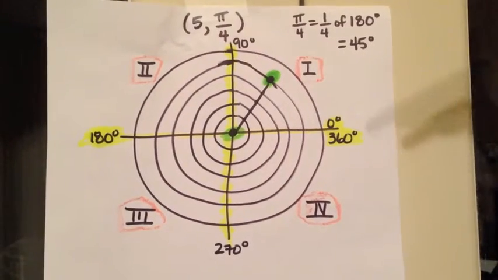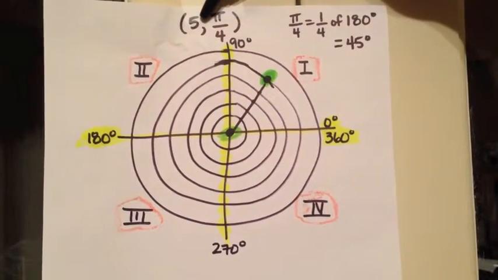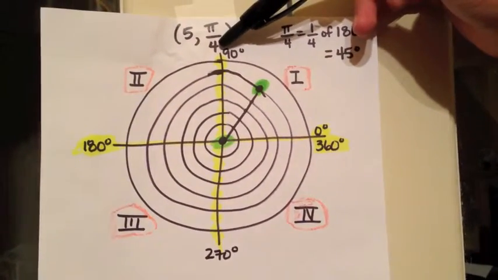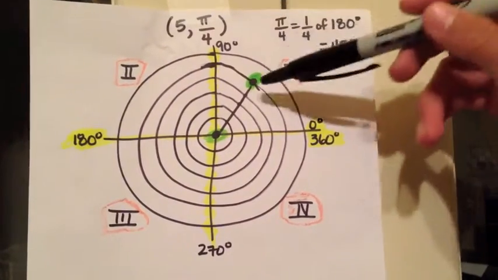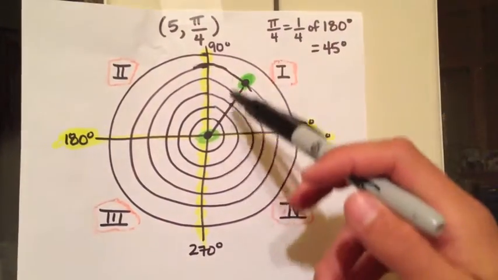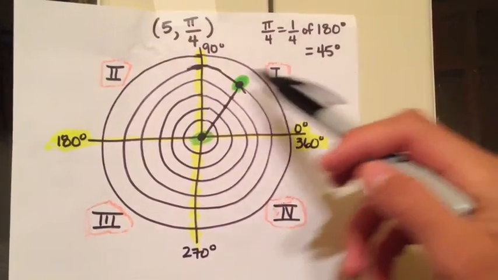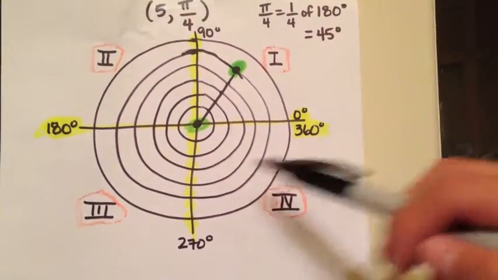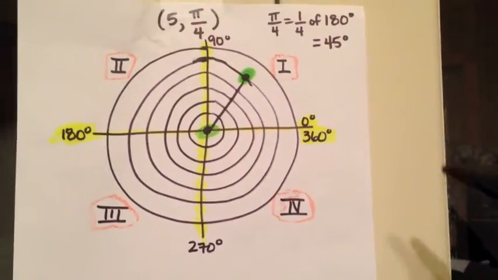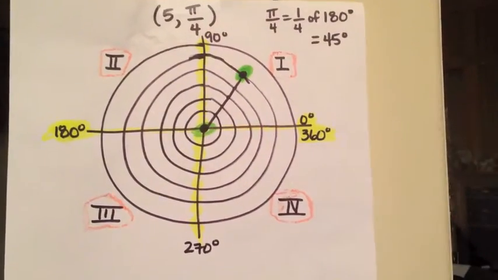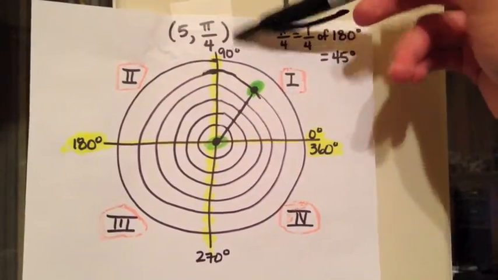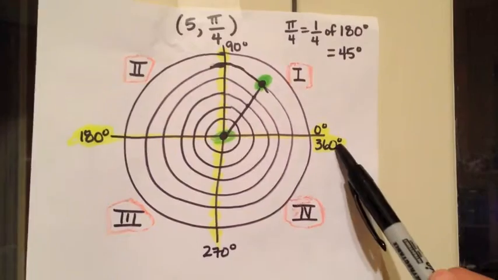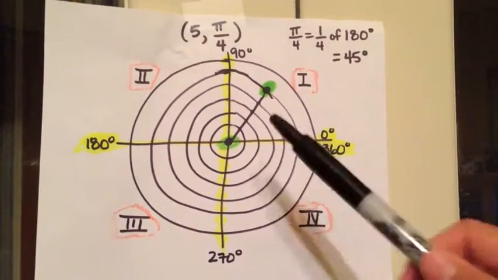Now we will graph in polar coordinates the location of 5, pi over 4. In a circle, we know that there are 4 quadrants: quadrant 1, quadrant 2, quadrant 3, and quadrant 4, counterclockwise. X is 0, 90 degrees, 180 degrees, 270 degrees, and then 360 degrees completes the circle of the polar graph.